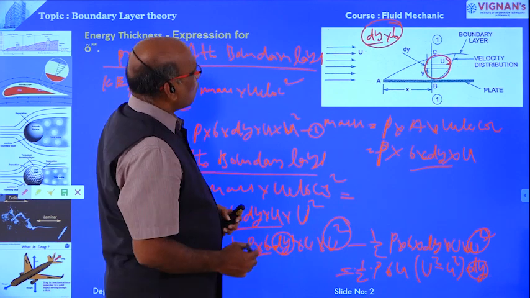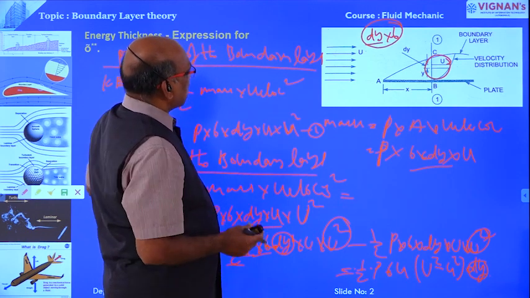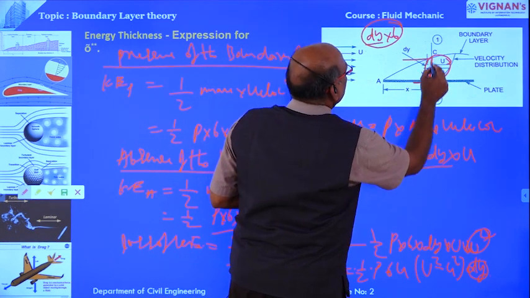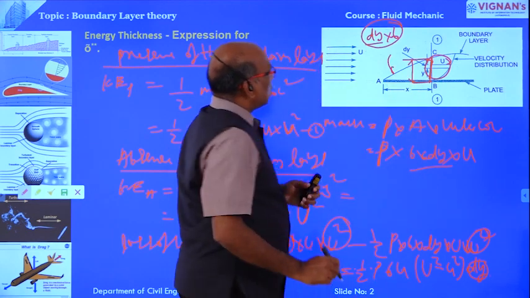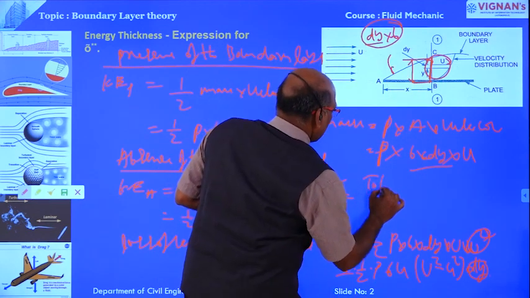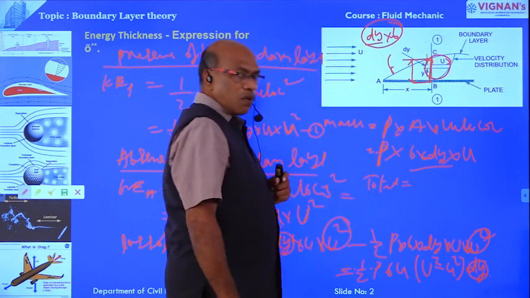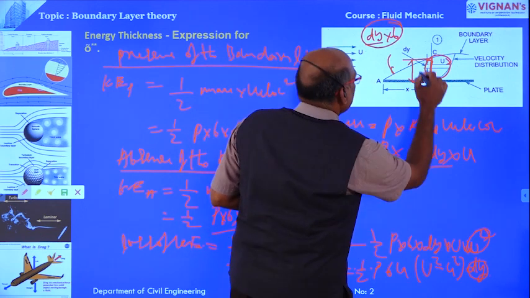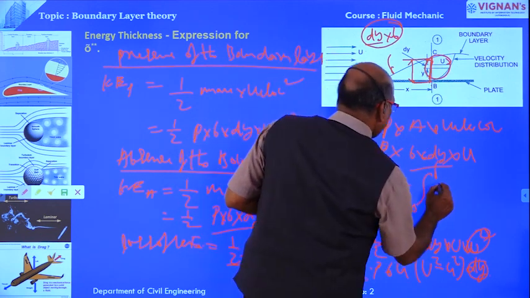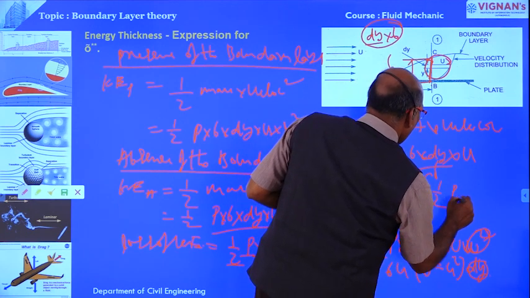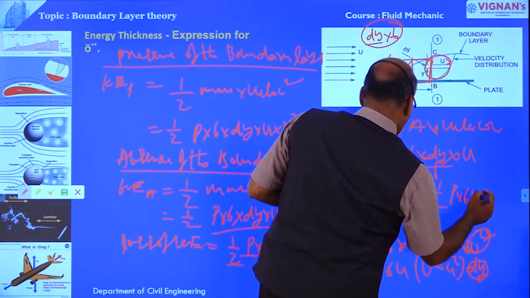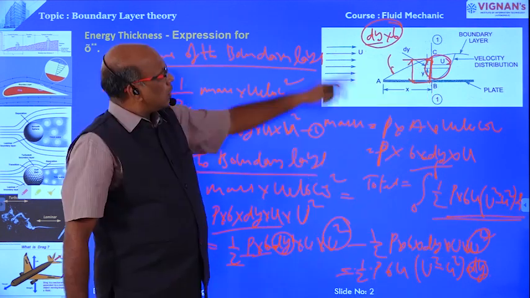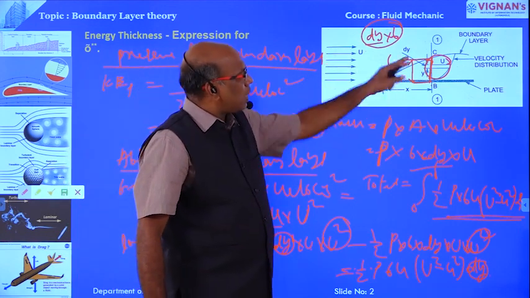Now the loss of kinetic energy over the entire boundary layer thickness, that is B to C. The total loss of kinetic energy for the entire boundary layer thickness delta is equal to the integral 0 to delta of 1 by 2 rho b u into capital U square minus small u square dy. This is the total loss of kinetic energy for the formation of the boundary layer.